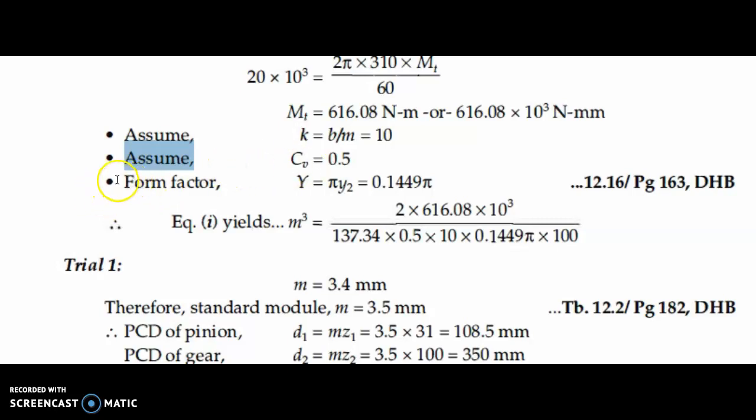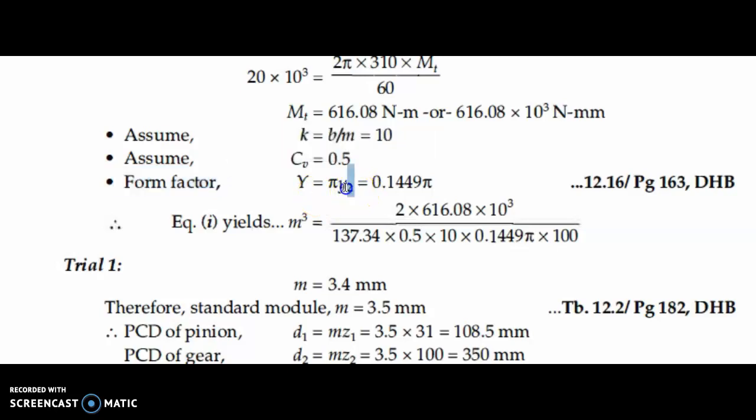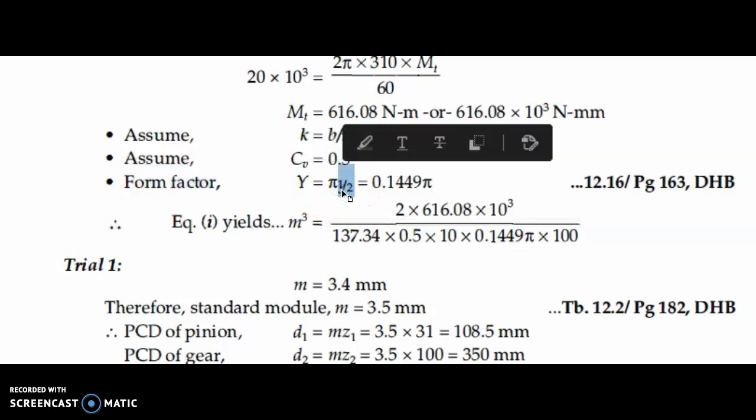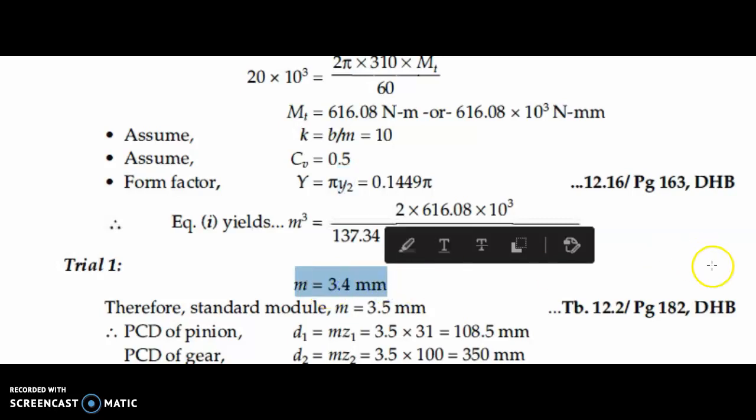The next one, form factor. What is the value of form factor? Y is equal to pi into y2. Why do we take y2? Because the design is based on the gear. Using this equation we can find the value of module. Take that value, m is equal to 3.4 mm.